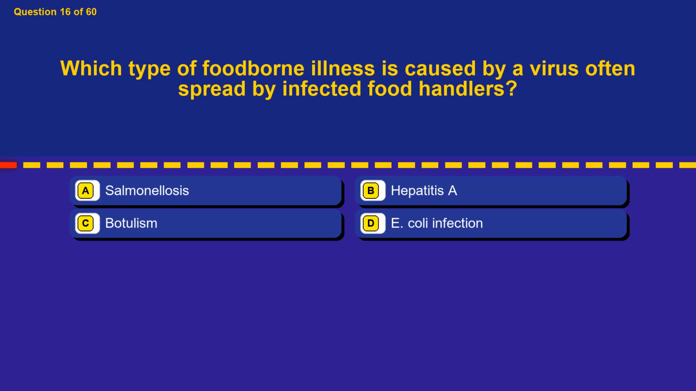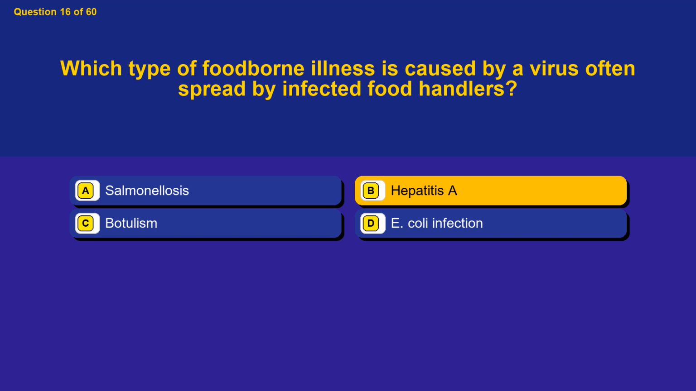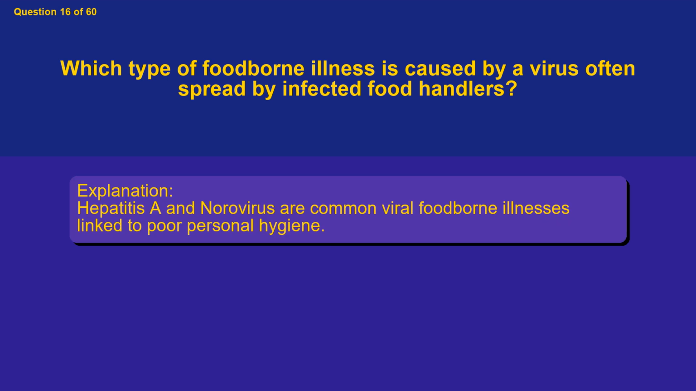Question 16. Which type of foodborne illness is caused by a virus often spread by infected food handlers? Option A, salmonellosis. Option B, hepatitis A. Option C, botulism. Option D, E. coli infection. The correct answer is option B, hepatitis A. Hepatitis A and norovirus are common viral foodborne illnesses linked to poor personal hygiene.